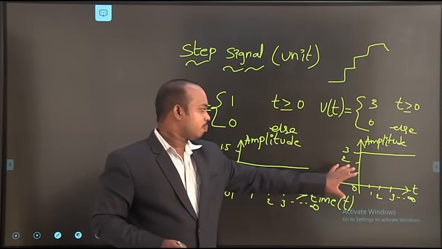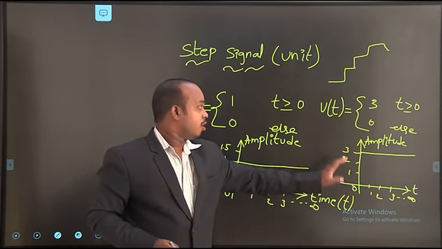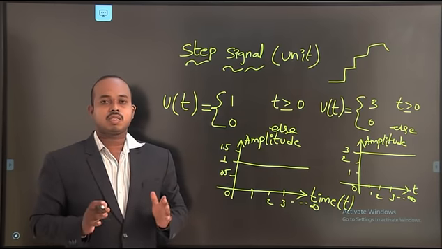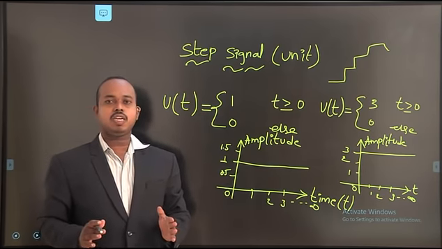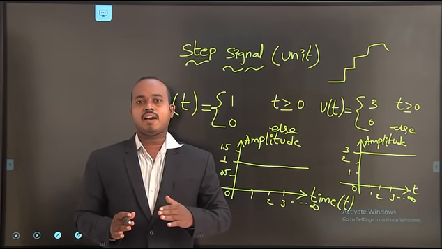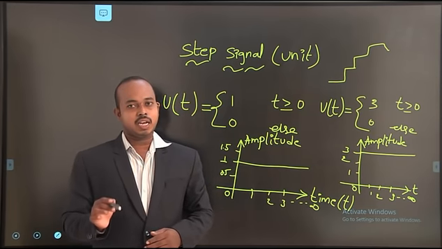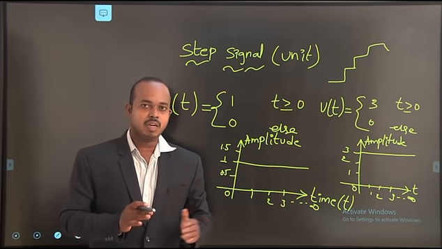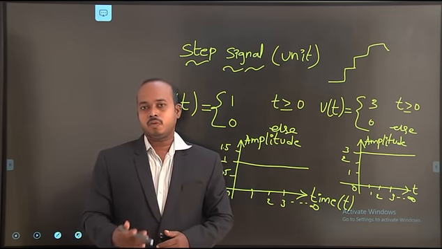This one is a representation for step signal. Its magnitude is 3. Basically, representing the step signal means defining that it has a constant magnitude when the time parameter is greater than or equal to 0. That is the fundamental definition. Why am I defining the step signal?